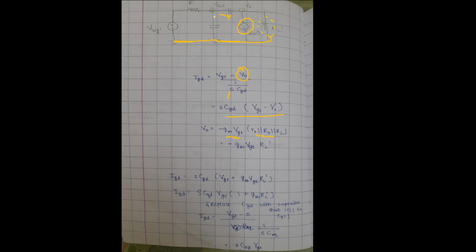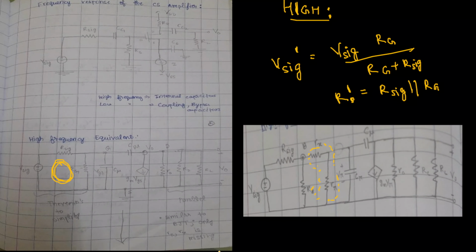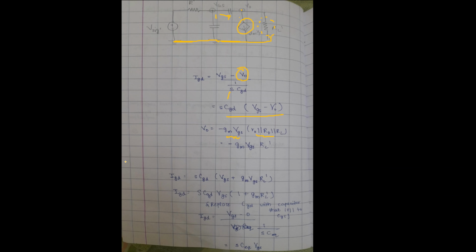So now let's take IGD, that is the current that's flowing through the capacitance CGD. So CGD is this capacitance. Now we are calculating the current that's flowing here. That is given by S CGD into the output voltage. So we found the output voltage to be this, right?